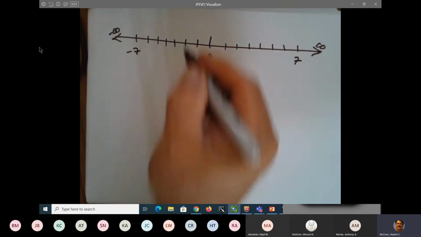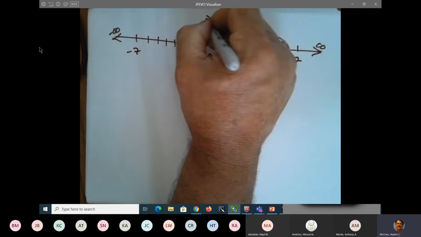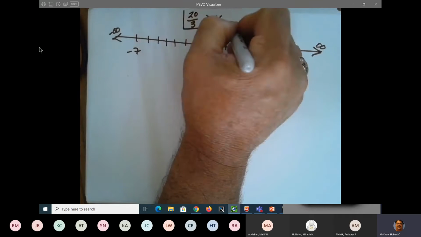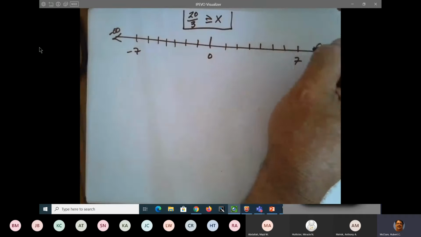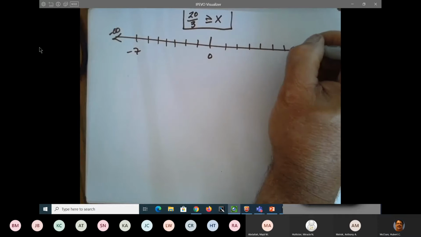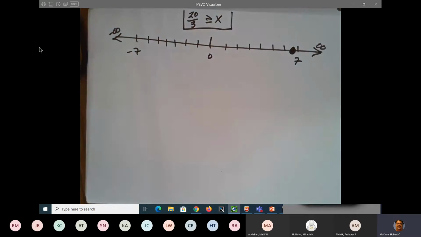So x is less than or equal to 20 over 3. So I'm going to put a closed circle at 6 2/3. And somebody tell me what numbers are less than 6 2/3. That means I want y'all to say something. That means I want y'all to interact.